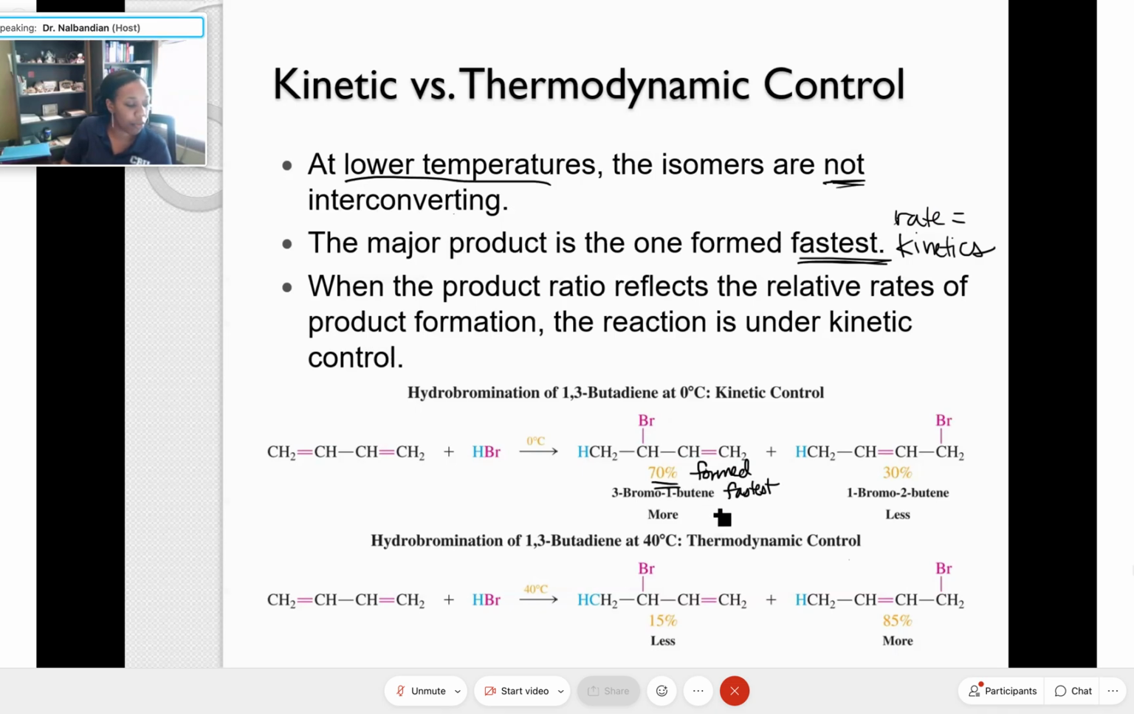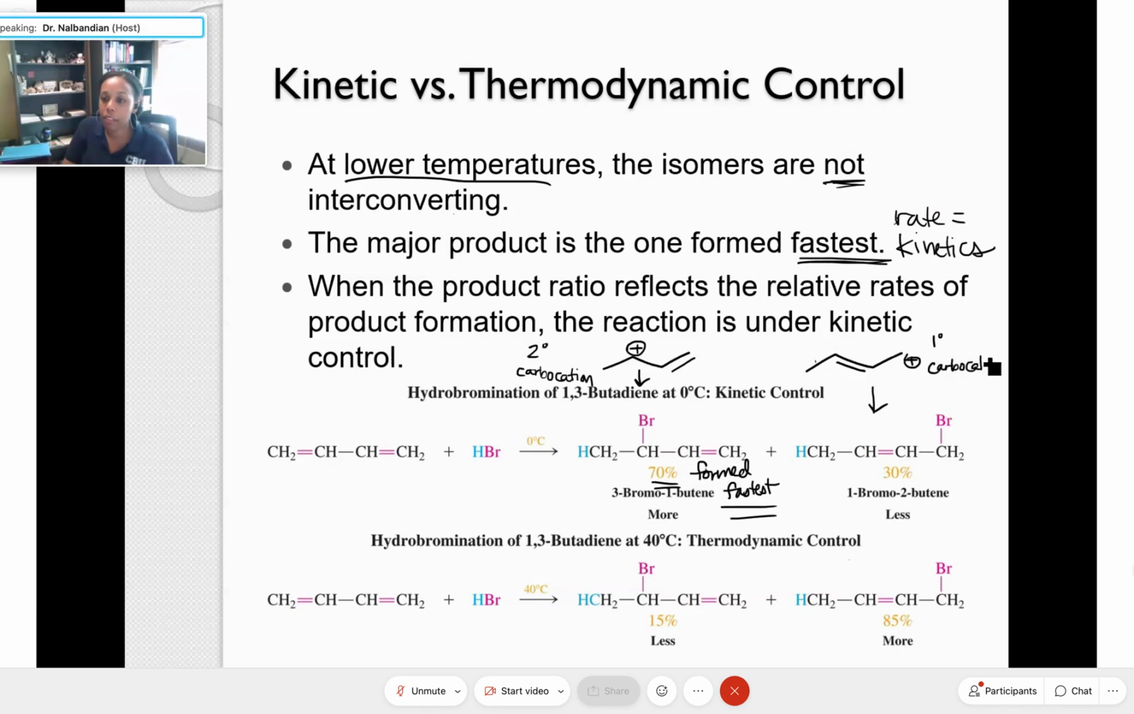Why would this be formed fastest though? Well, what is this formed from? The 3-bromo-1-butene. The 3-bromo-1-butene is formed from this carbocation versus the 1-bromo-2-butene is formed from this carbocation. What's the difference in the two? Why would this one be formed fastest? Well, it goes through the secondary carbocation versus here where we'd have to go through the primary carbocation.